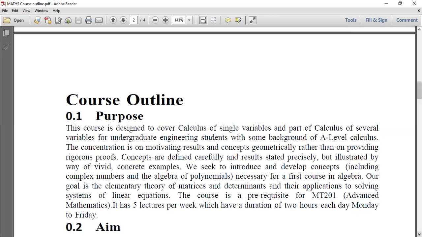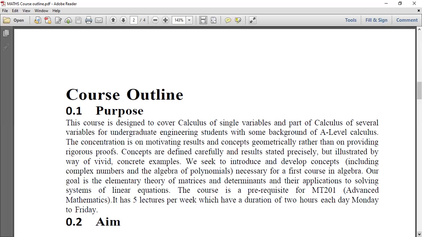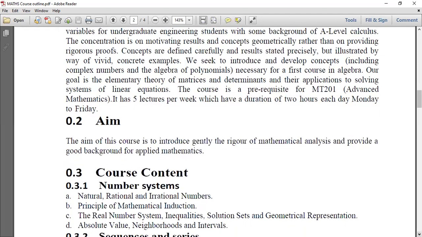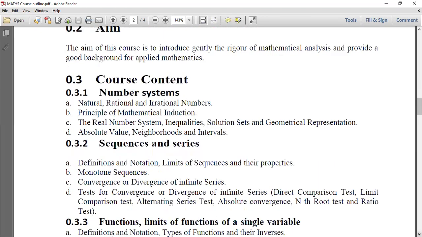The module, as you are going to see, makes use of logic and calculus. Concepts are defined carefully and the results are stated precisely, illustrated by way of vivid concrete examples. We seek to introduce and develop concepts including complex numbers. So these are some of the areas that we're going to cover. The aim of the course is to introduce gently the rigor of mathematical analysis and provide a good background for applied mathematics. As an engineering student, calculus is one of the important modules that you're supposed to know.